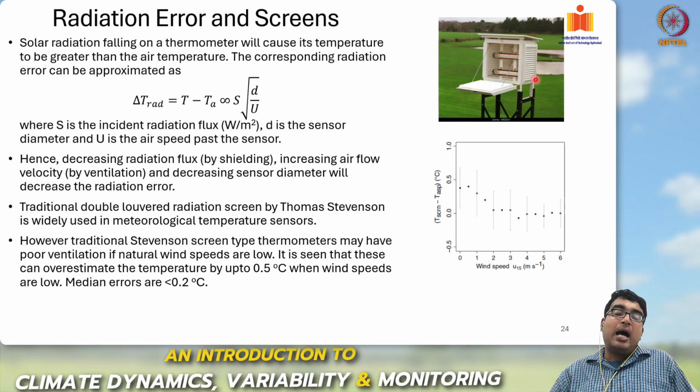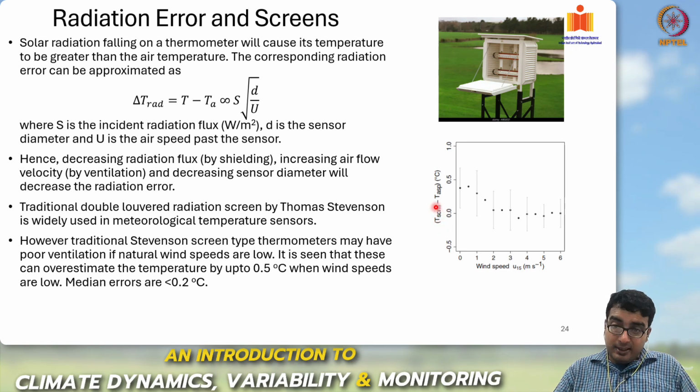However, traditional Stevenson screen type thermometers may have poor ventilation if natural wind speeds are low. Of course, wind will not be blowing throughout the day. So if there is no wind, then there is no effective wind velocity inside the screens. So you can still have appreciable radiation error at low wind speeds. And this is what is seen here.